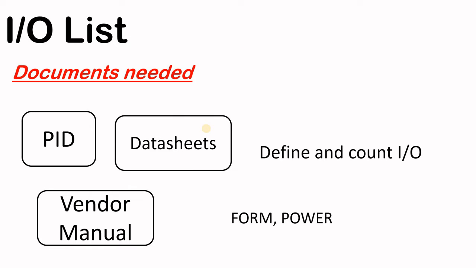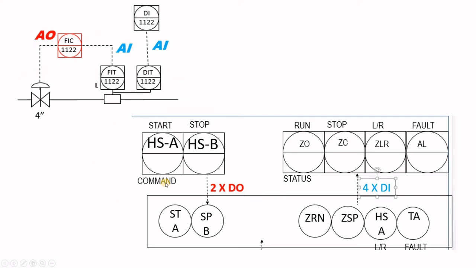What documents do you need to prepare your I/O list? The first one is the P&ID and the data sheets, and this will give you an idea of how many inputs and outputs there are, and the type of each. And then you need your vendor documents, and these will give you an idea about the power requirement, the power source, the form, and more information about your inputs and outputs.